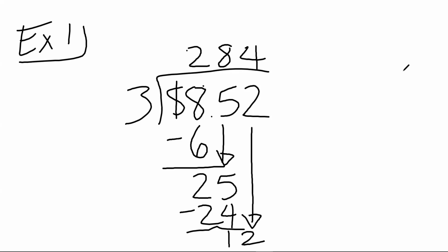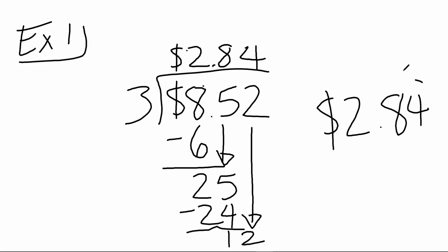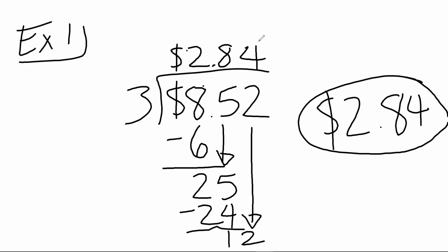Is it 284? Evan, what am I missing here? We have $8.52 divided by 3. Yeah, I forgot my money sign and the decimal. Where's the decimal go? Exactly. So it's $2.84, not 284. $284 is completely different than $2.84.